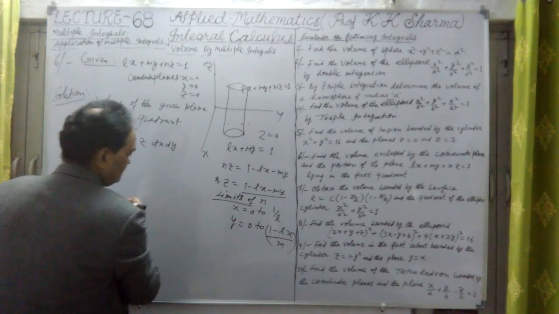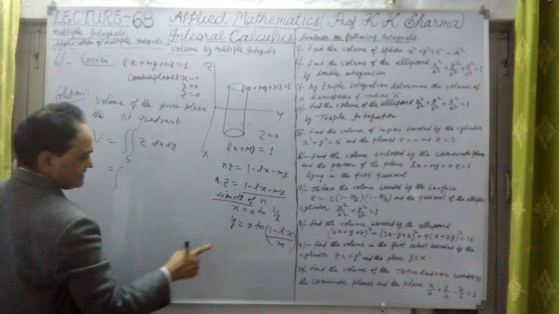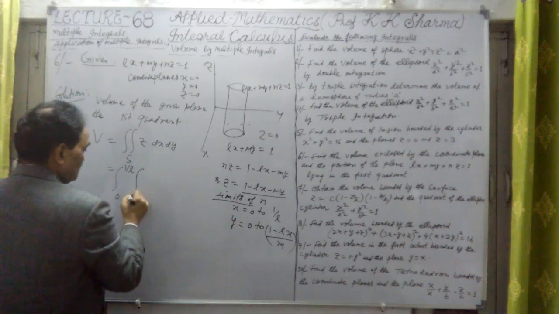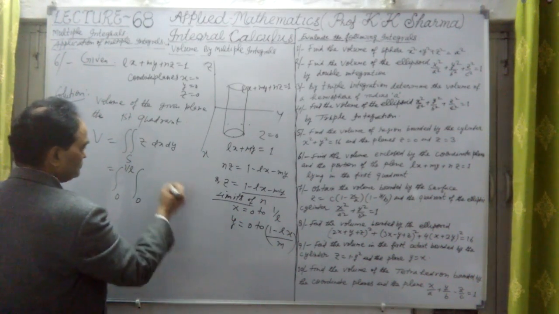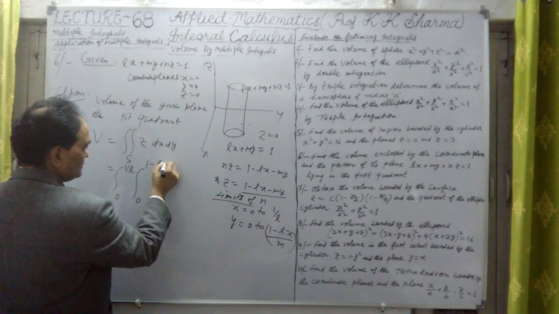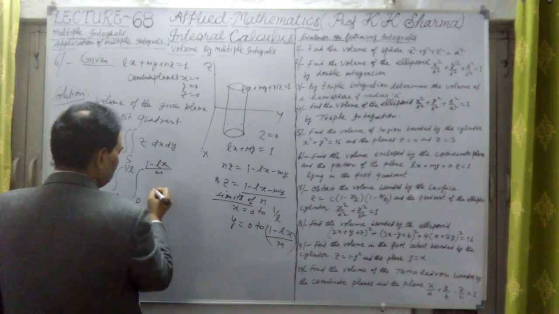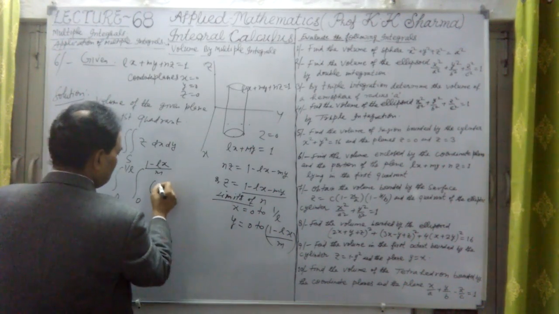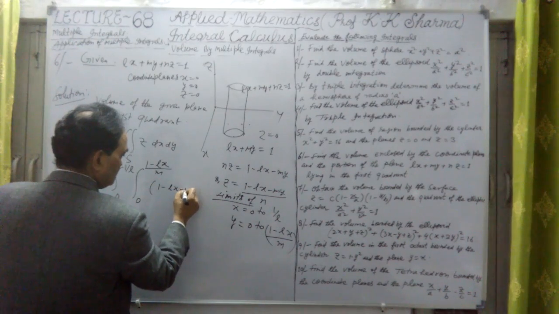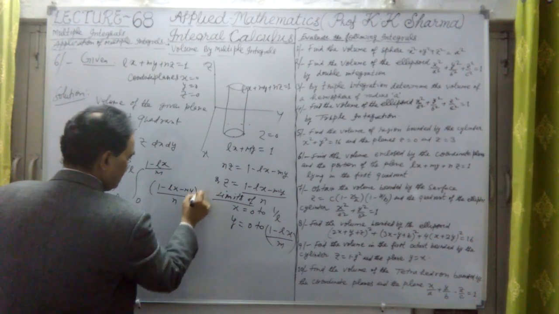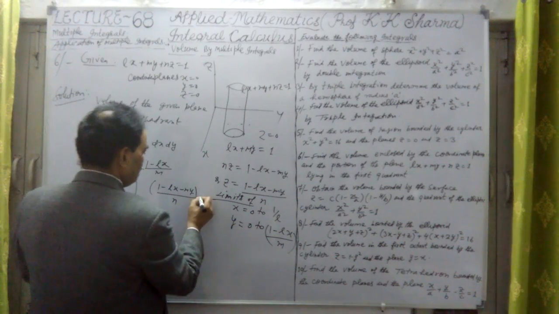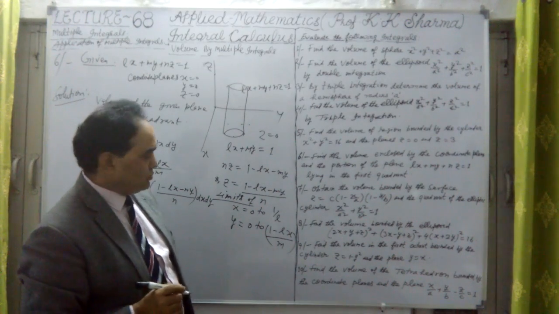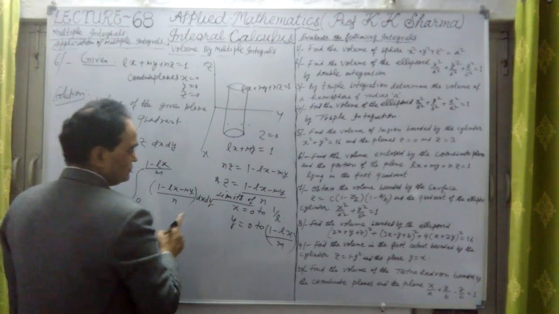If I substitute z in this case, what are the limits for x? x is 0 to 1 upon L. y is 0 to (1 minus Lx) upon M. And the z value is (1 minus Lx minus My) upon N, into dx dy. So this is the value of this figure given to us.